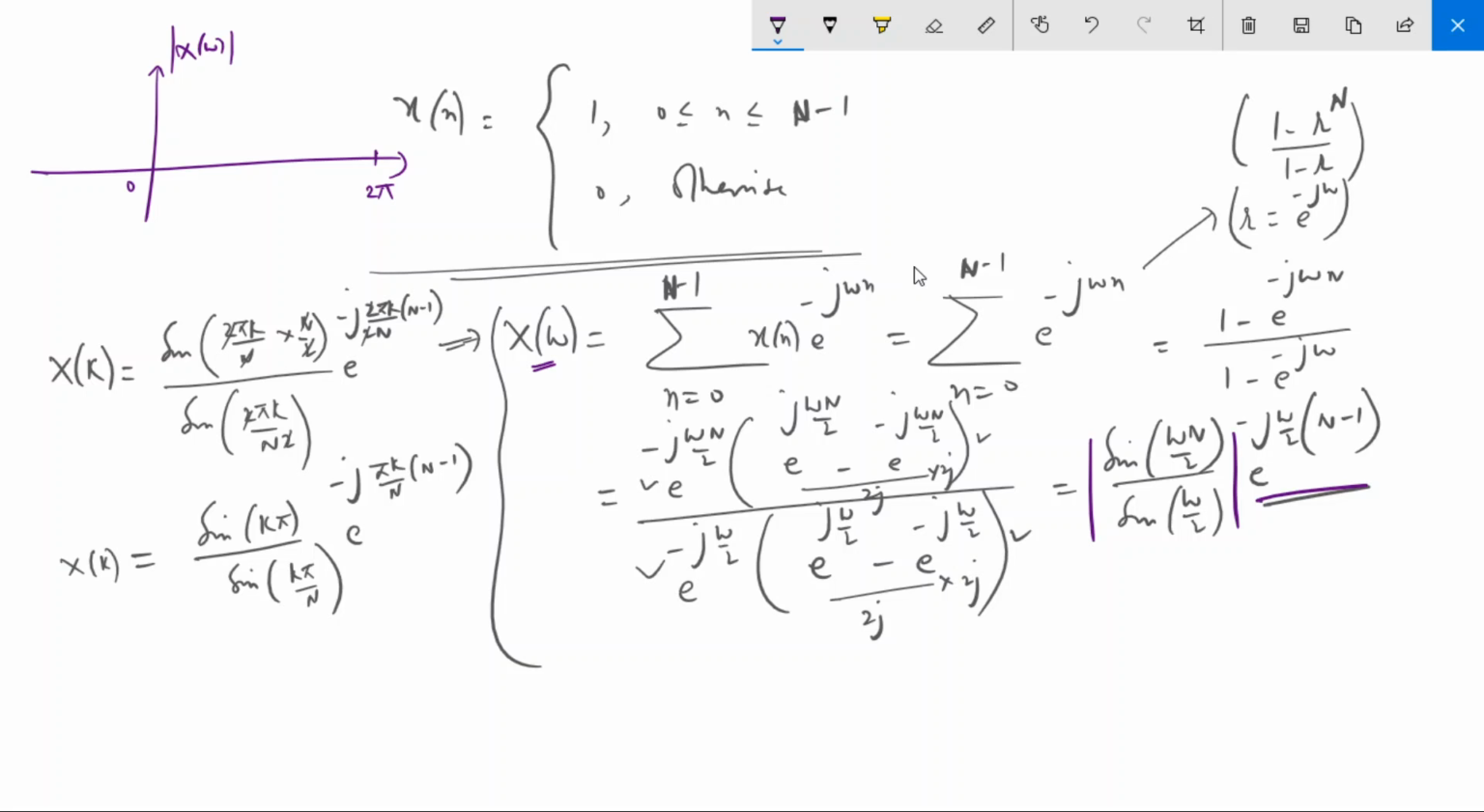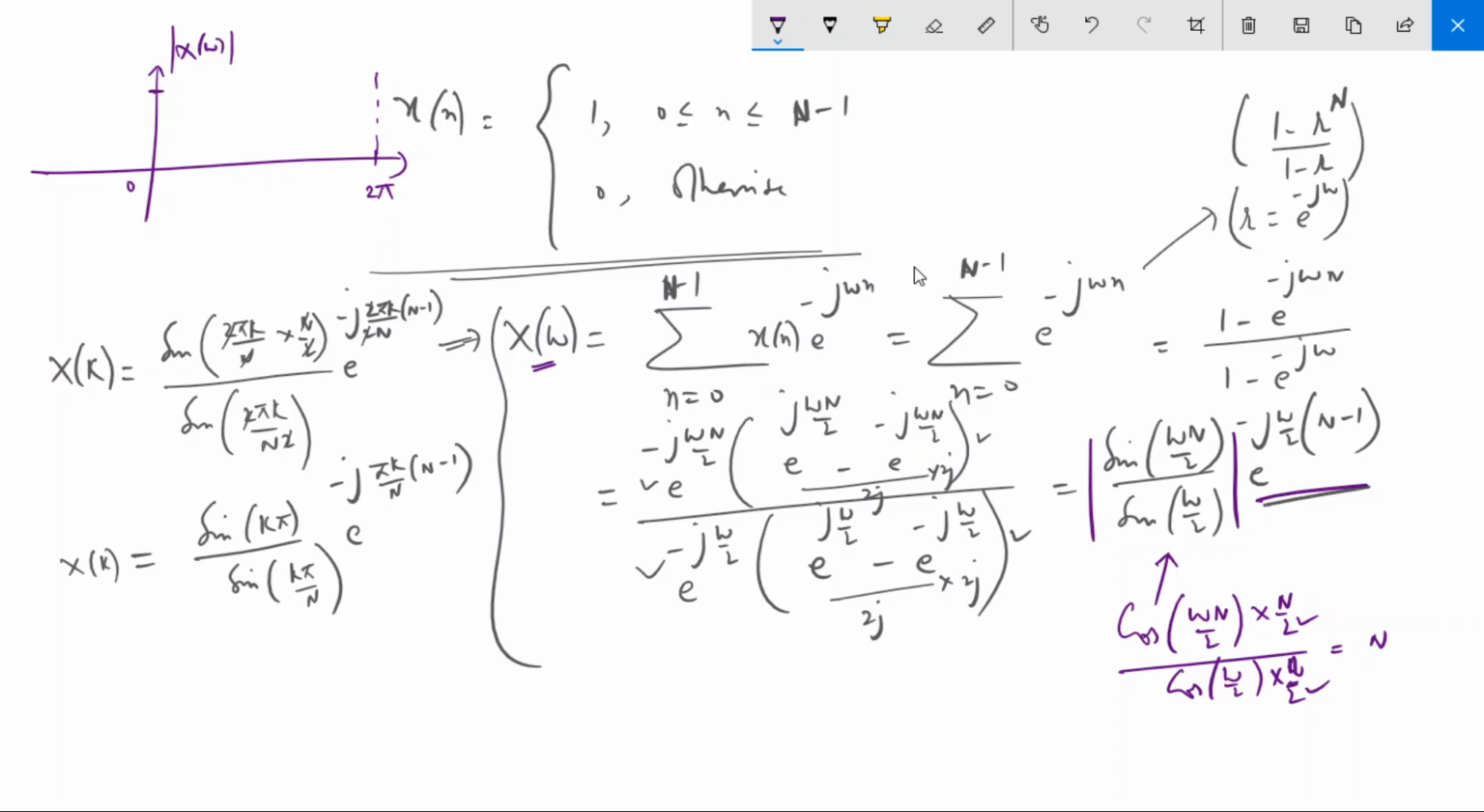At 0 you find its value. What will be at 0? Again you have to use L'Hospital's rule to become cos of omega N by 2 into N by 2 divided by cos of omega by 2 into 1 by 2. So when omega is equal to 0, the 1 by 2 and 1 by 2 will get cancelled, and it will become N. So at 0 it will start from N, and at 2 pi it will again become N.